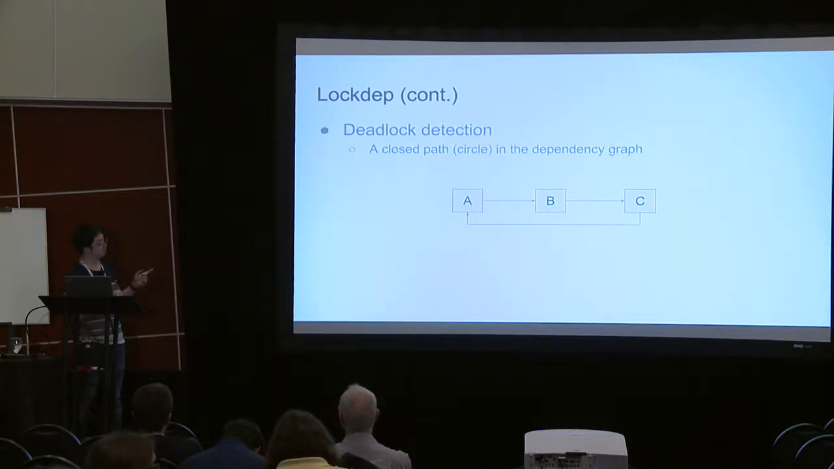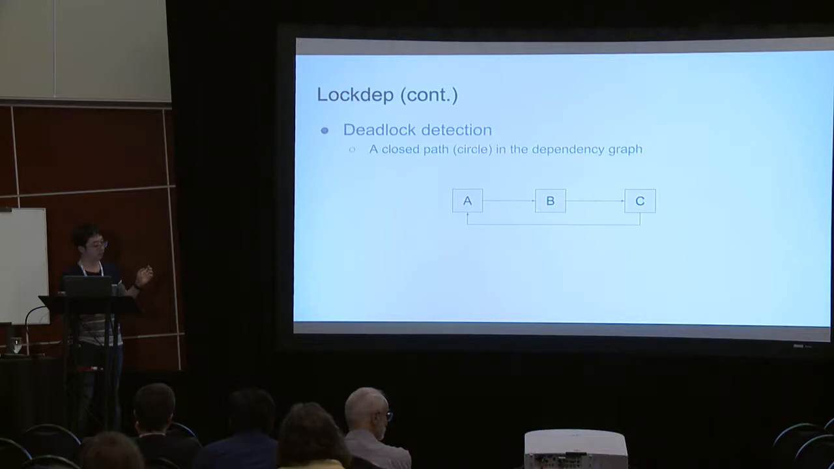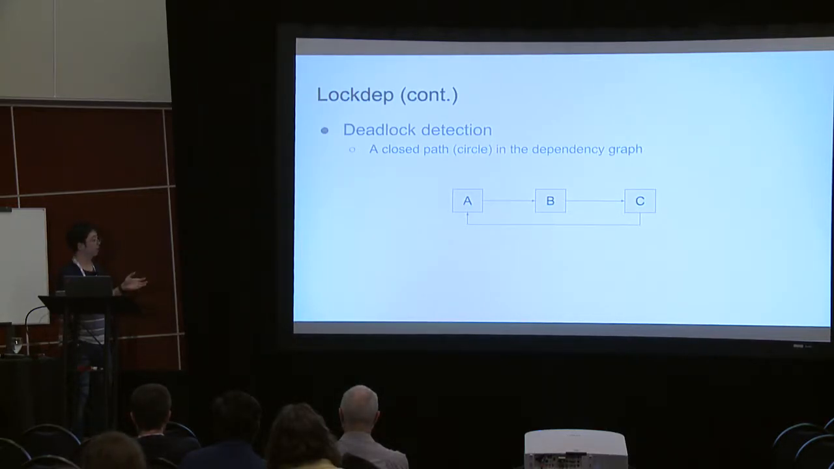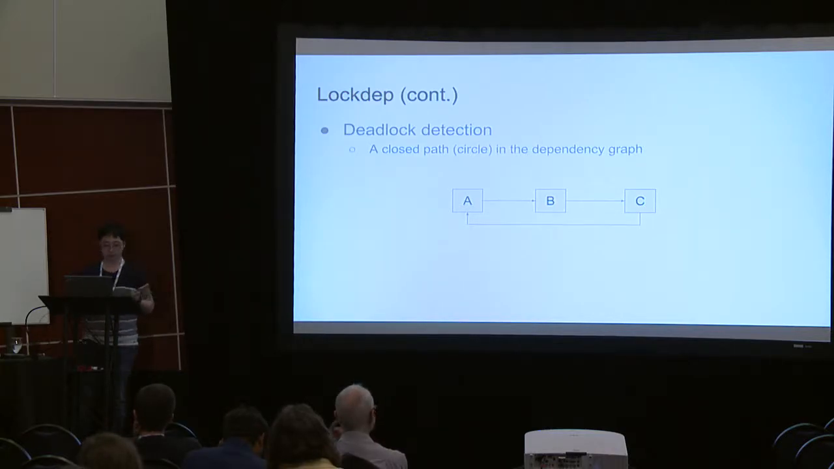You can think of this graph: we have a dependency from A to B, which means there is P0, which acquired A and then acquired B. We have a dependency from B to C, which means P1 acquired B first and then acquired C. And we have a dependency from C to A, which means we have another thread called P2 that acquires C and then acquires A. So it's basically like the AB-BC-CA problem we covered in the previous slide.